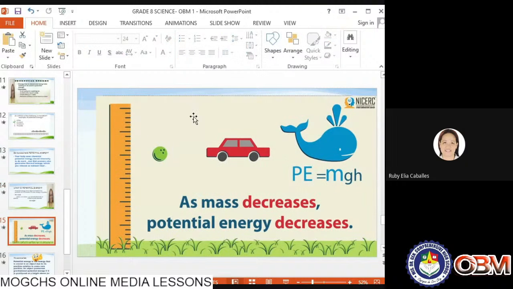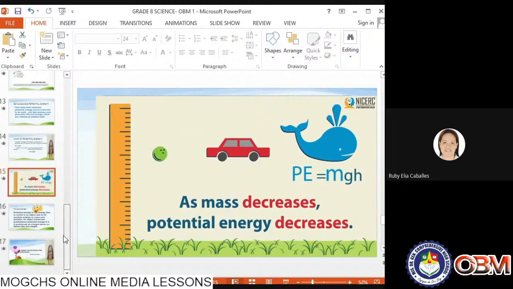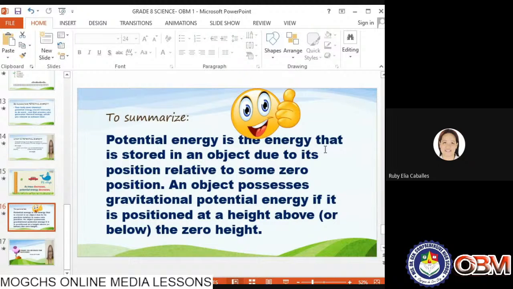Please be reminded that in potential energy, as mass decreases, potential energy decreases. Now, to summarize, potential energy is the energy that is stored in an object due to its position relative to some zero position. An object possesses gravitational potential energy if it is positioned at a height above or below the zero height.